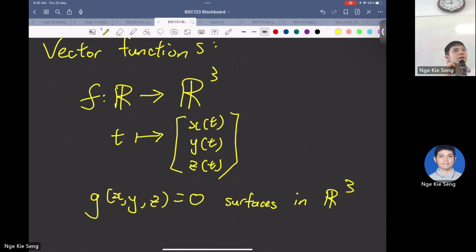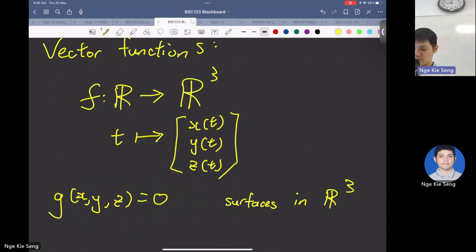Okay. Anything else? Yeah, surfaces, all the quadratic surfaces, conic sections also, right? What else?